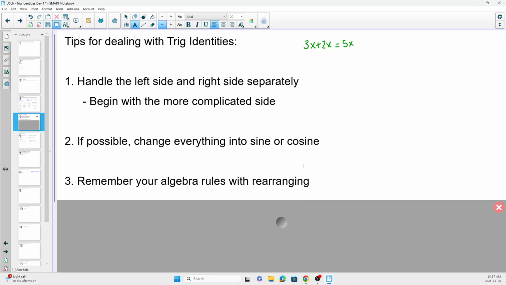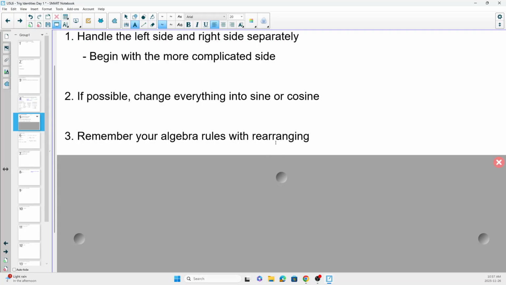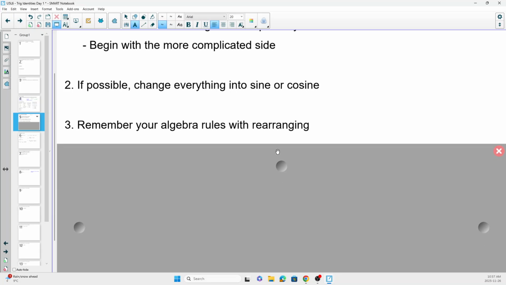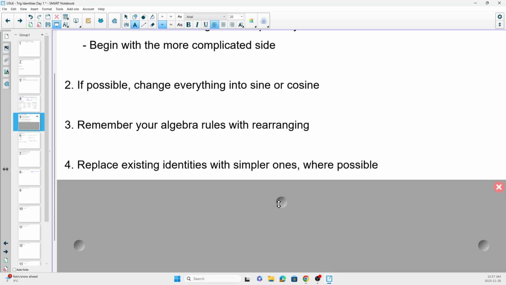Remember your algebra rules when rearranging. That's more so not rearranging like solving algebra, but rearranging expressions in terms of order, making sure that the sign in front of a term stays with the term, or distributing if there's like a negative outside of a bracket, making sure we're distributing it in, and things like that.